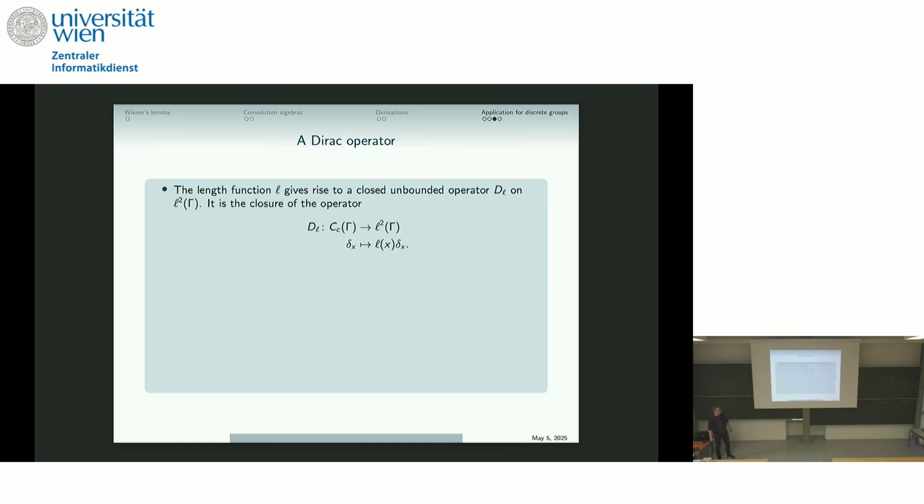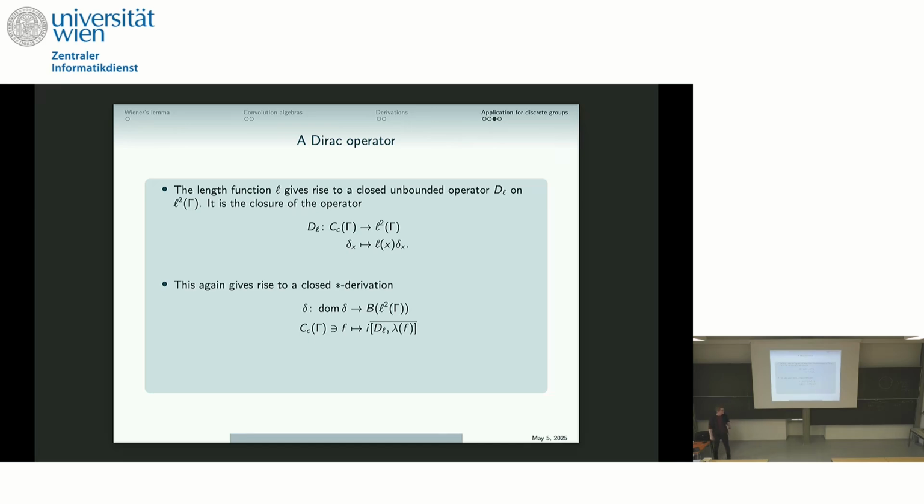So for now, this D_L is a map from C_c of gamma, which I view as sitting inside L2 of gamma. What I'll do to my canonical basis is take delta_x and rescale it by L of x. Then I take the closure of this and denote the closure by exactly the same symbol, so that's also going to be D_L. This allows me to construct a closed star derivation, where I'm going to be a bit vague about what the exact domain of delta is, but it takes values in B of L2.